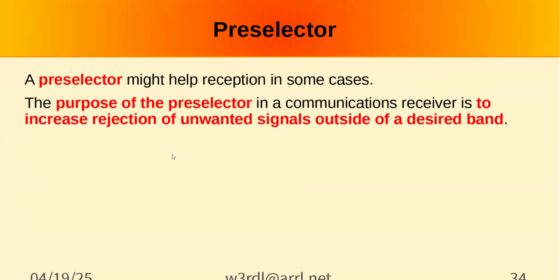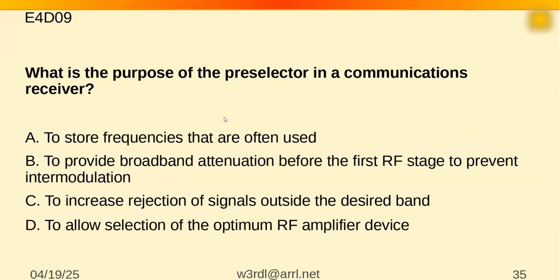Pre-selector we talked about before, where it's essentially bandpass filters on the front end so that you're attenuating out of band signals. So what's the purpose of the pre-selector in a communications receiver?